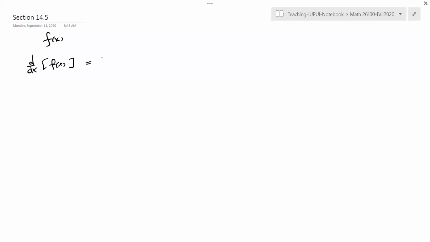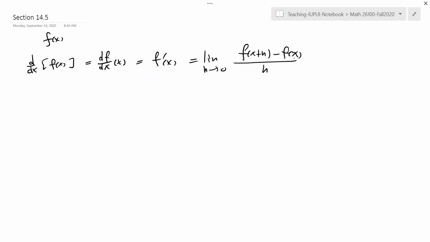And this is going to be denoted by another notation. And in calculus, this is also denoted by f prime x. But for functions with more than one variable, we're not going to use f prime. And what is the definition? The definition of this is going to be f of x plus h minus f of x, over h. So that's a definition. This is just a formula for the function.